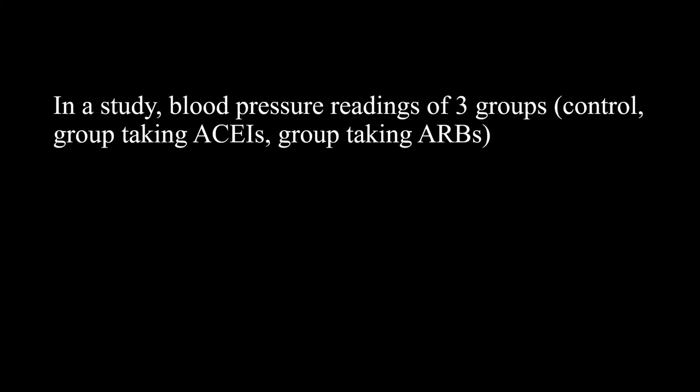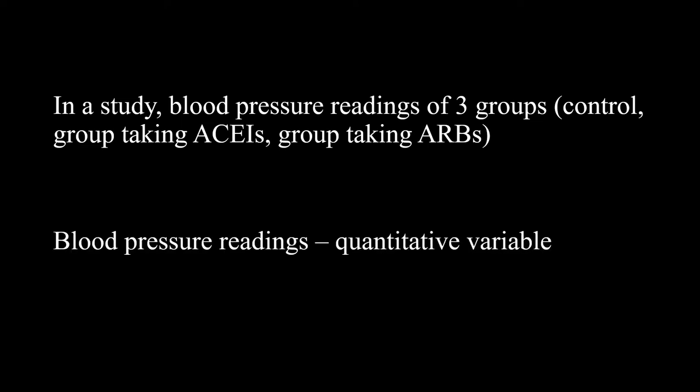So building on the previous two examples, in a study, blood pressure readings of three groups, which are control, group taking ACE inhibitors and group taking ARBs, is studied. So blood pressure readings are the quantitative variable and groups which are control, ACE inhibitors and ARBs are the qualitative variable or categorical variable.